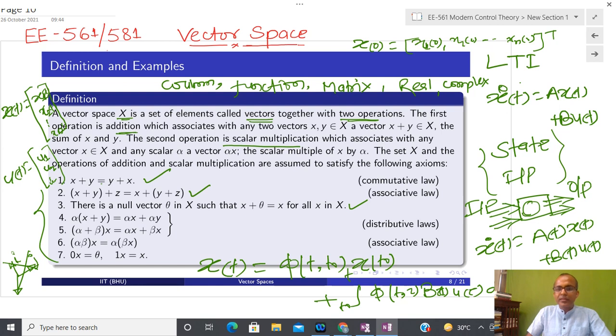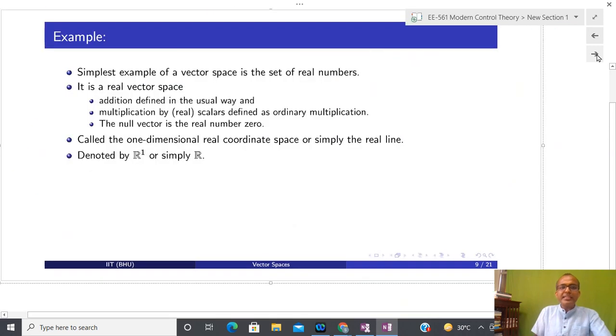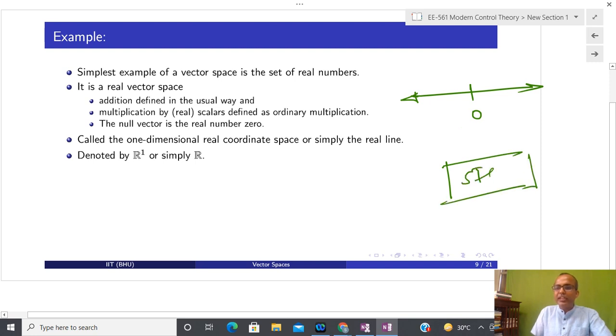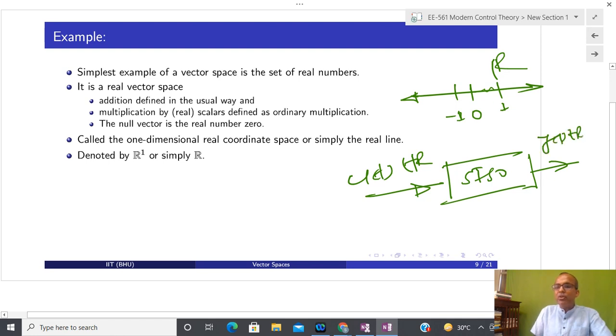Anyone? Okay, now let us come to the examples part. The first example I have taken is the set of real numbers. I assume I have a one-dimensional quantity that lies in one dimension, such as a single-input single-output system. The input u(t) belongs to R, the real line, which has minus one, plus one, and everything in between, and y(t) again belongs to R.